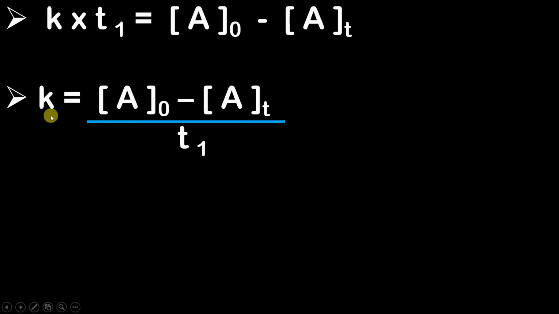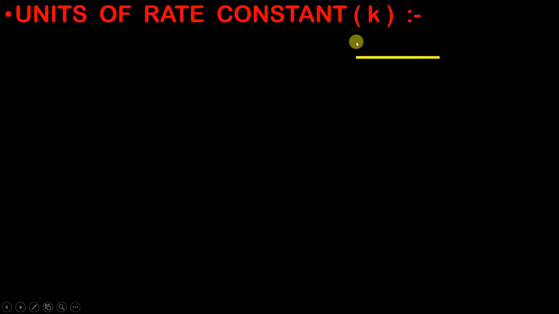Now, don't forget, this k is nothing but a rate constant, and this t1 is nothing but the time t1 that you have assumed. You can put time t1 as per your convenience. Okay. Now, let us find out the units of rate constant k. But before that, these units of rate constant that we are going to find are for the zero order reactions. In the previous video, we have already found out the units of rate constant k for first order reactions. In this video, we are going to find out the units of rate constant k for zero order reactions.